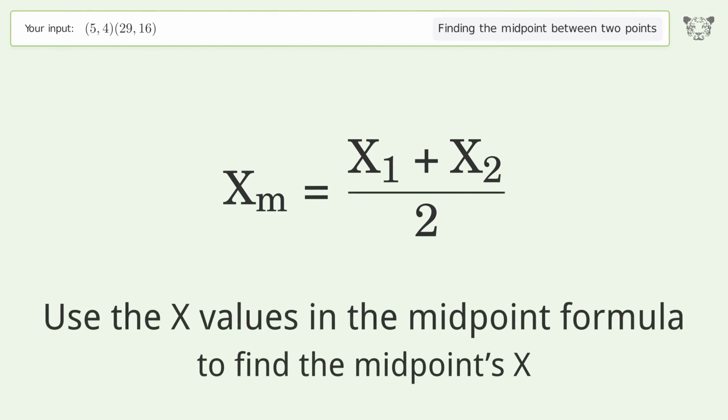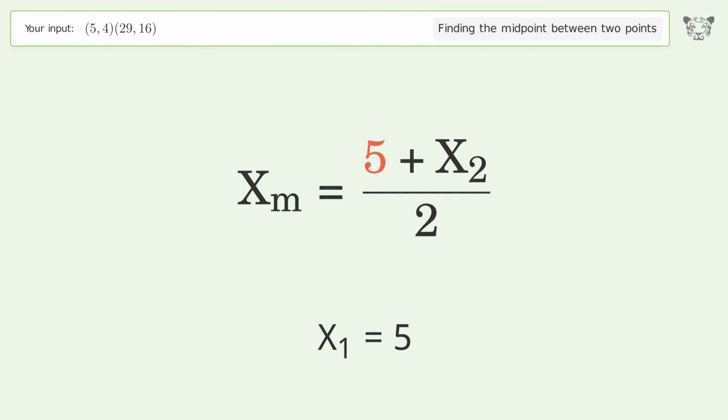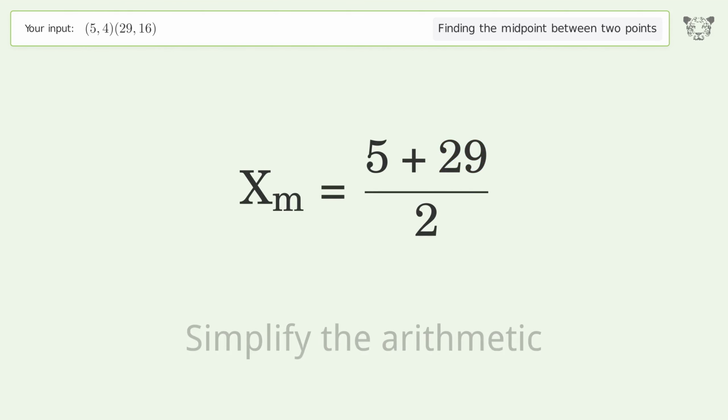Use the x values in the midpoint formula to find the midpoint's x. x1 equals 5. x2 equals 29. Simplify the arithmetic.